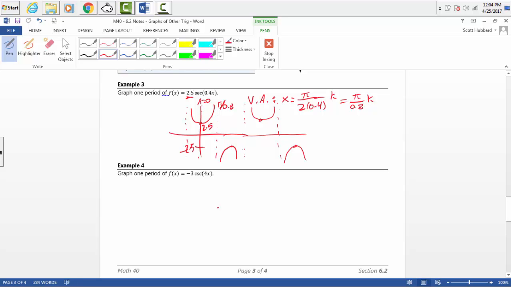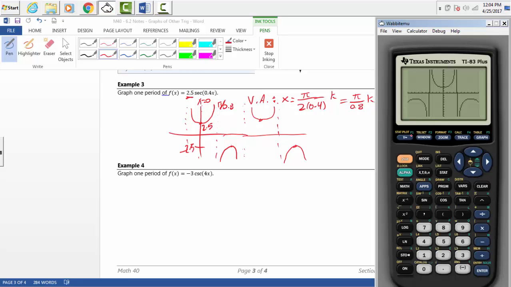And the last one is cosecant. So we go here, we want -3, and remember there's no button for cosecant, but cosecant is 1 over sine, so we just divide by sine. Sine of 4x. Okay, and there you go. Graph that guy.